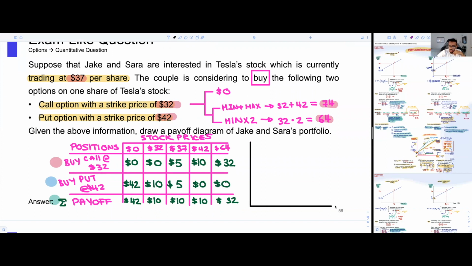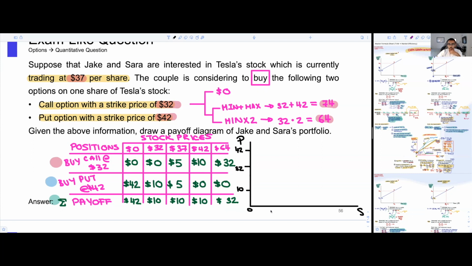And this is an easy skill to have. So notice on our horizontal axis, we're going to have the price of the stock. Okay, so our x-axis, horizontal axis, the price of the stock. And on our y-axis, or vertical axis, we're going to have the payoff. Okay. Now, in this question, we seem to have a few payoffs. So we're going to have 0 here. So we're going to highlight 10 right here. We're going to highlight 32 right here. We're going to highlight 42 right here.